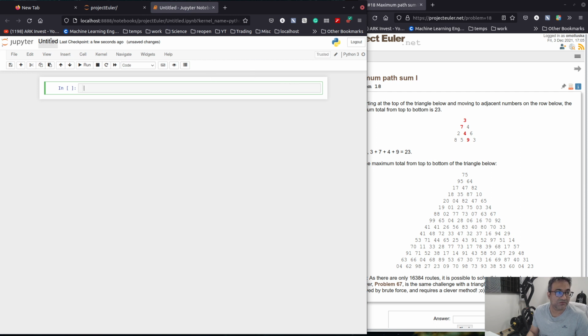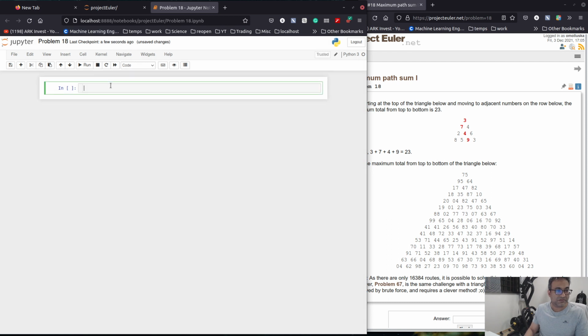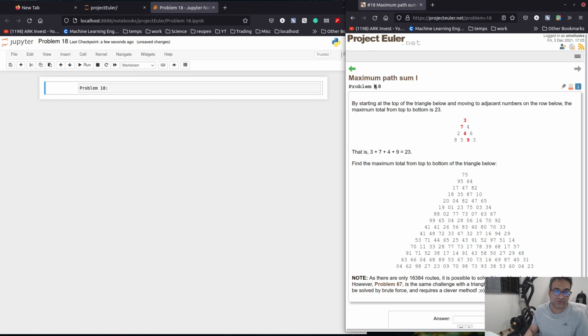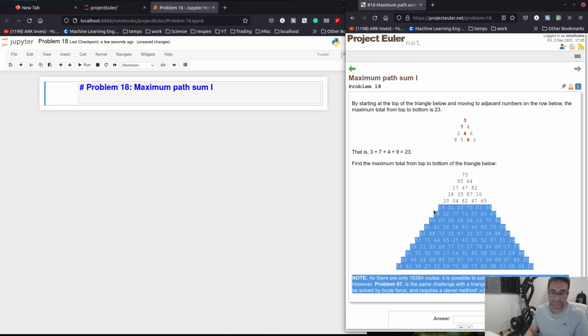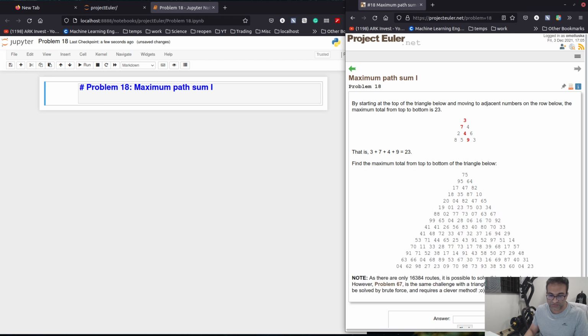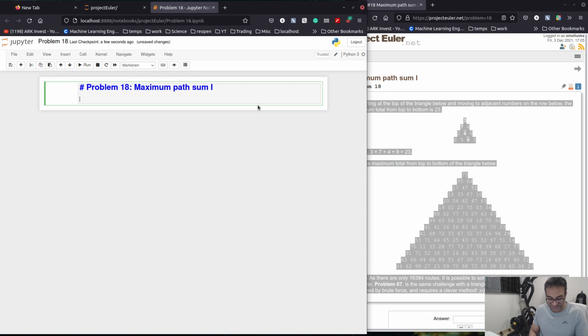Problem 18. This is called the maximum path sum 1. Wow, okay, maximum path sum 1. And let's see what this says. What is this? Is this an emoji? A winky face? Okay, I'm already interested in this problem.